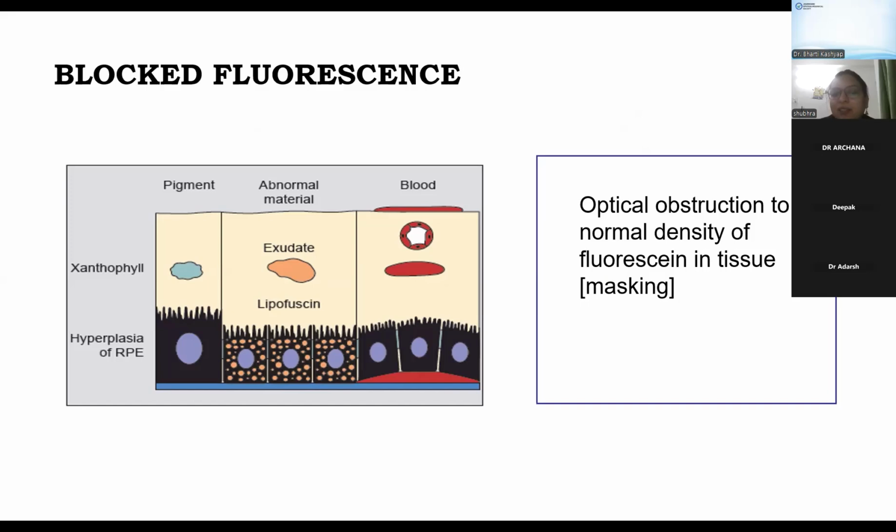If there is increase in the lipofuscin, like you have in Stargardt's disease, there is increase in lipofuscin in the RPE. So you do not have fluorescence in that. That's why you call it a dark choroid. You do not see the fluorescence because it is being blocked by this increased lipofuscin. Then the third thing is blood. Blood at any level. It can be a subhyaloid hemorrhage, it can be a subretinal hemorrhage, it can be a sub-RPE hemorrhage. All these three will block that fluorescence that is going to happen. So you will have a hypofluorescence in the retina.